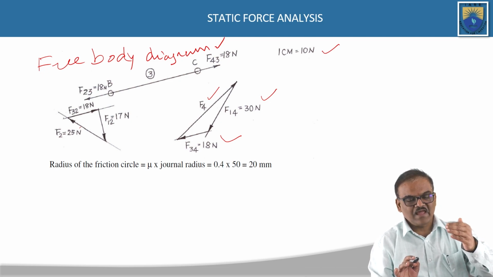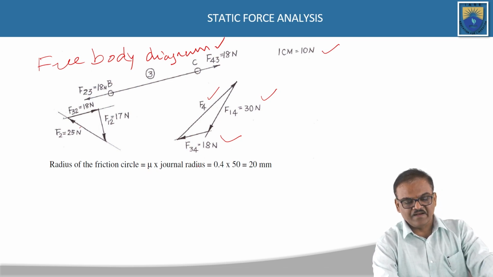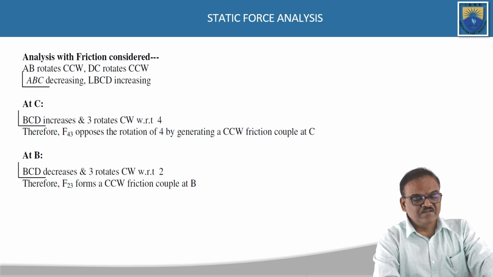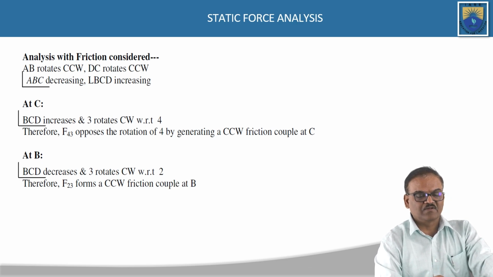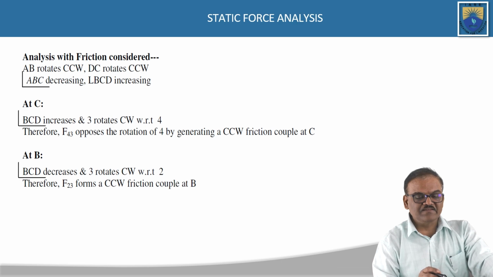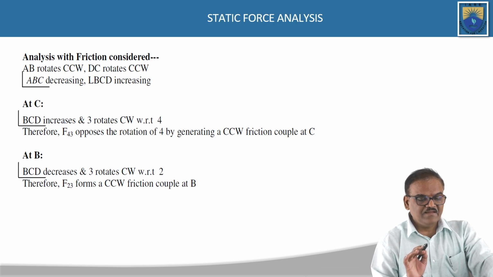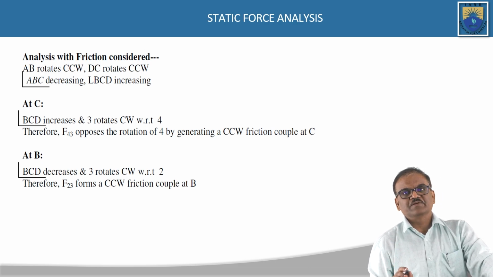Now we consider the radius of the friction circle equal to mu into journal radius. That is, 0.4 is the coefficient of friction, into the radius of pin C, which is 50. Therefore, the friction circle is 20. Then, analysis with friction considered: AB rotates clockwise and DC rotates counterclockwise. AB rotates counterclockwise, DC also rotates counterclockwise. Angle ABC is decreasing, therefore angle BCD is increasing. At C, angle BCD increases and 3 rotates clockwise with respect to 2.